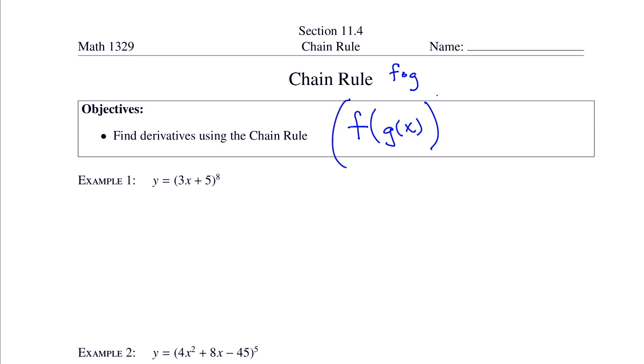If you want to take the derivative of f of g of x, I sometimes call f the outside function and g the inside function. You take the derivative of the outside function. You evaluate that at the inside function unchanged, and then you times that by the derivative of the inside function. So it's f prime of g of x times g prime of x.